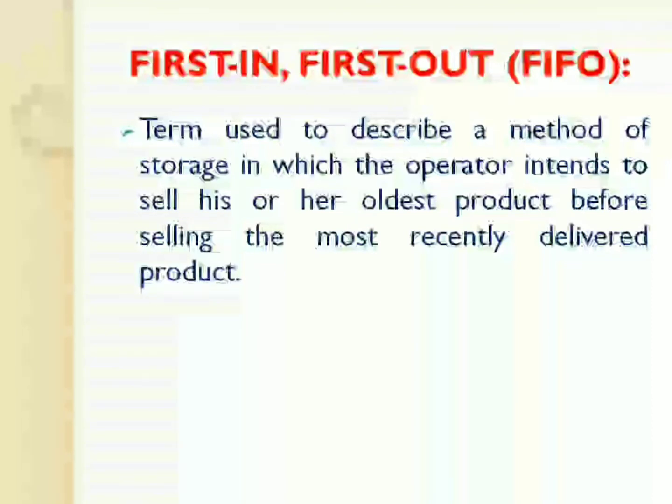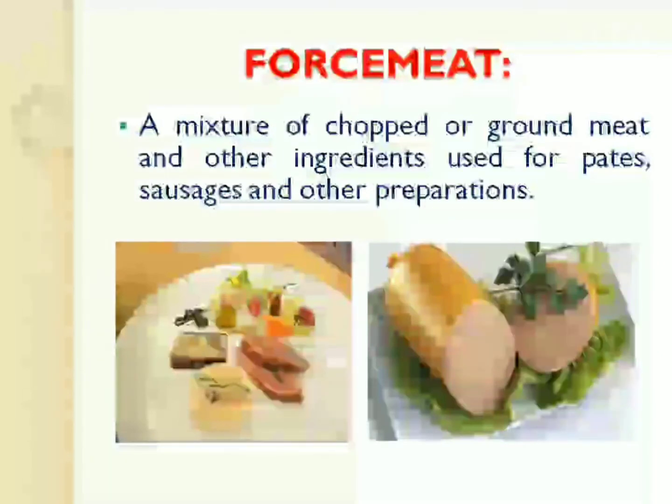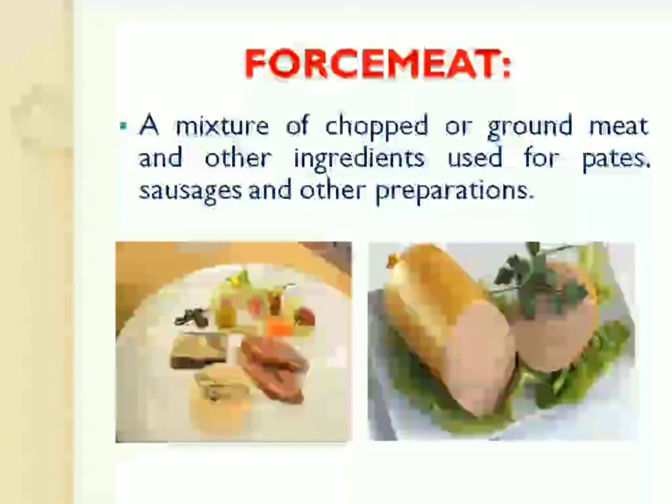Then it totally depends on the expiry date of the items. Those items which are going to expire soon are used first. Then next is forcemeat. Forcemeat is basically a mixture of chopped, ground or pounded meat and other ingredients like flavoring or seasoning agents, used for making pate, sausages, and other preparations.